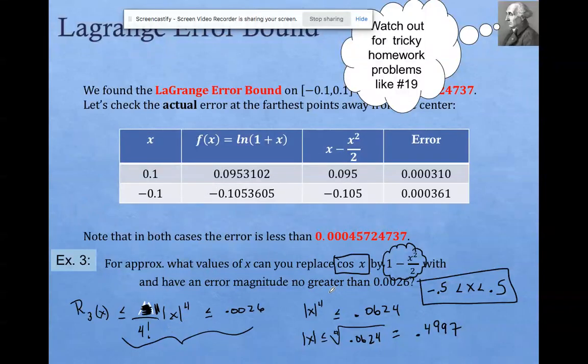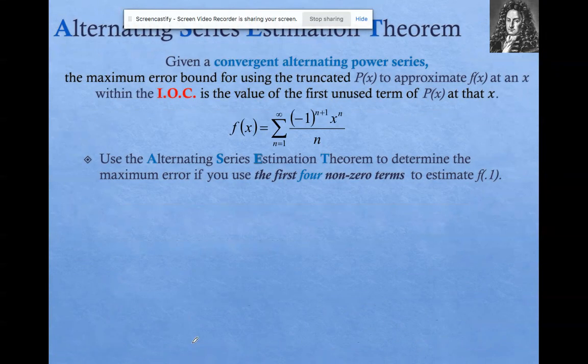It still was a kind of messy problem, which is why, if you have an alternating series, you want to use the ASET, the alternating series estimation theorem. As long as you have a convergent alternating power series, the maximum error from using a cutoff polynomial to approximate a given function at any x within the interval of convergence is just the value of the first unused term.